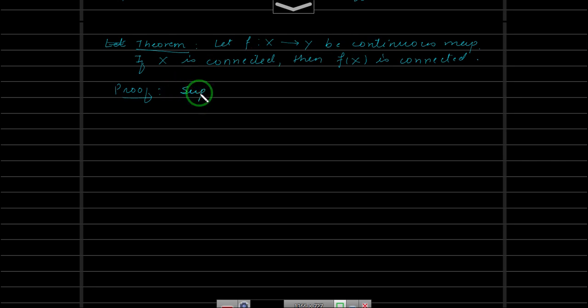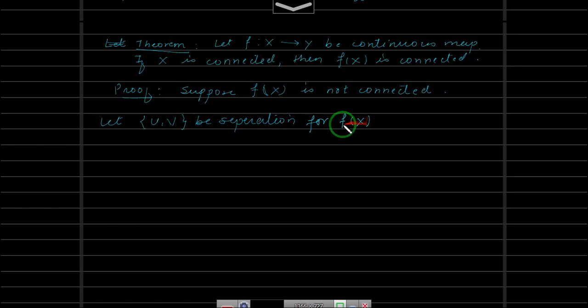So suppose f(X) is not connected. If some space is not connected, it means there exists a separation, right? So let us take a separation for f(X). Let U, V be a separation for f(X).